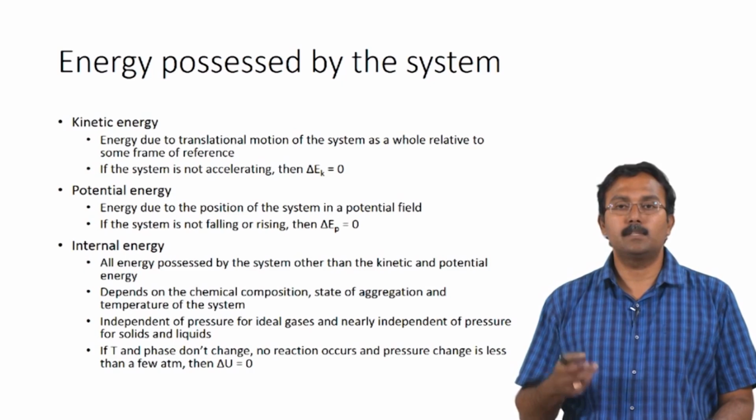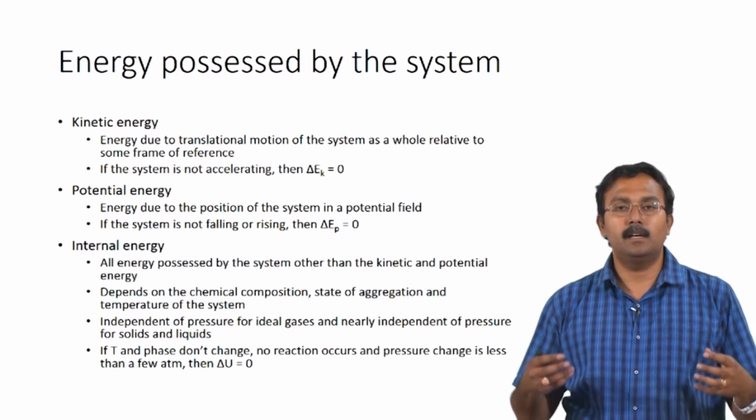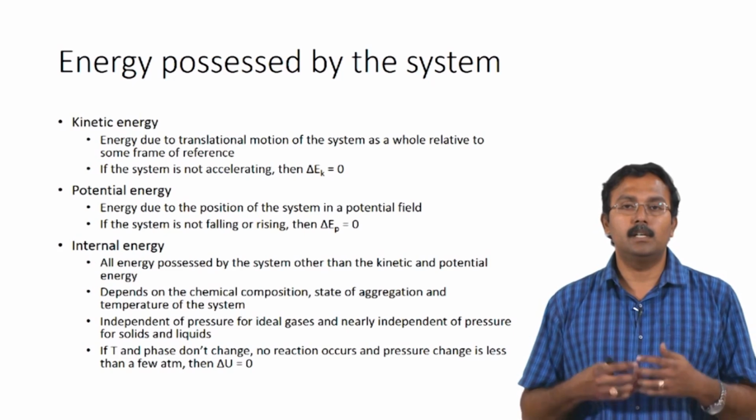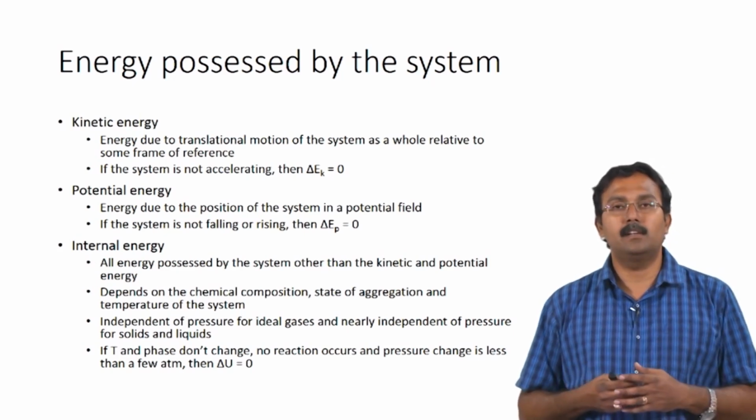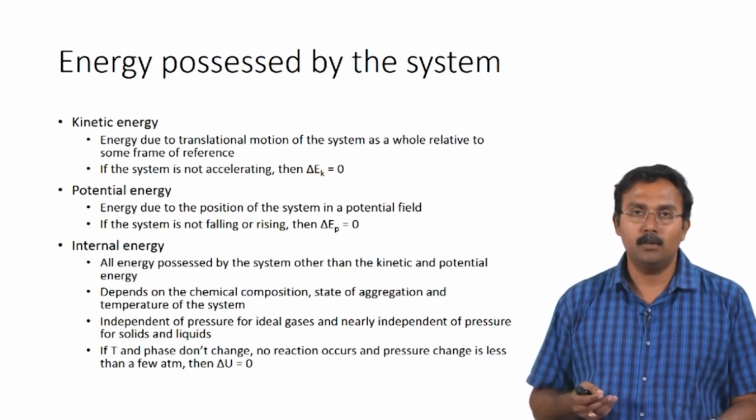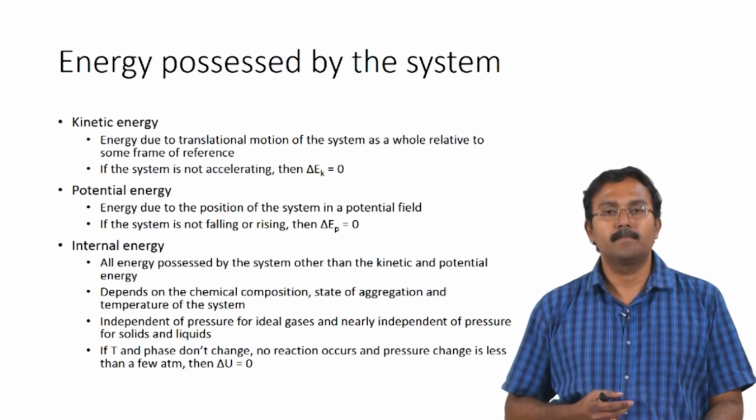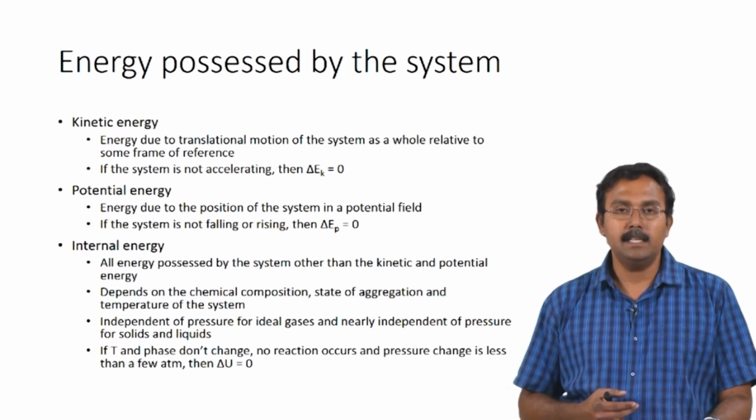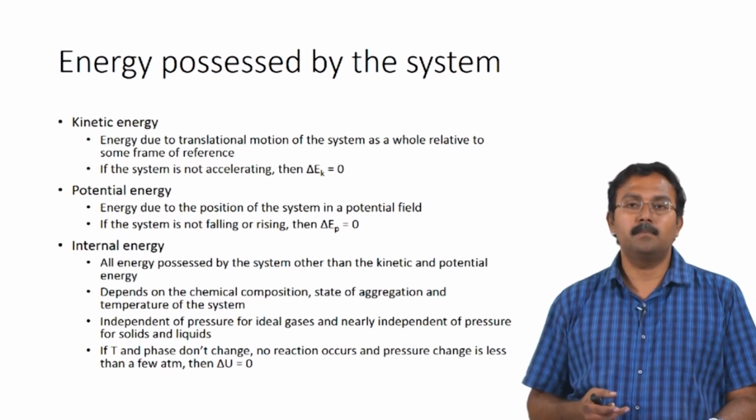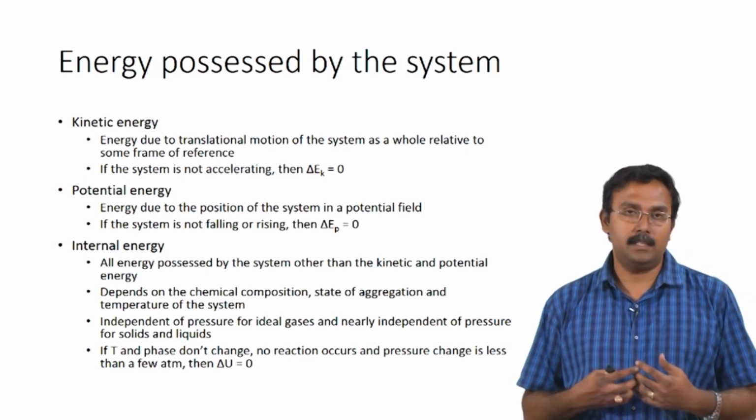Potential energy is the energy which is possessed by the system in a potential field, and this can be treated as 0 when the system is not rising or falling. Usually when we do not have that kind of a difference in height for the system, we tend to say delta EP equals 0. So, we ignore the potential energy term while we perform the energy balance calculations. You also have internal energy. Internal energy is the energy which is possessed by the system other than the kinetic and potential energy. It accounts for all the other energies.